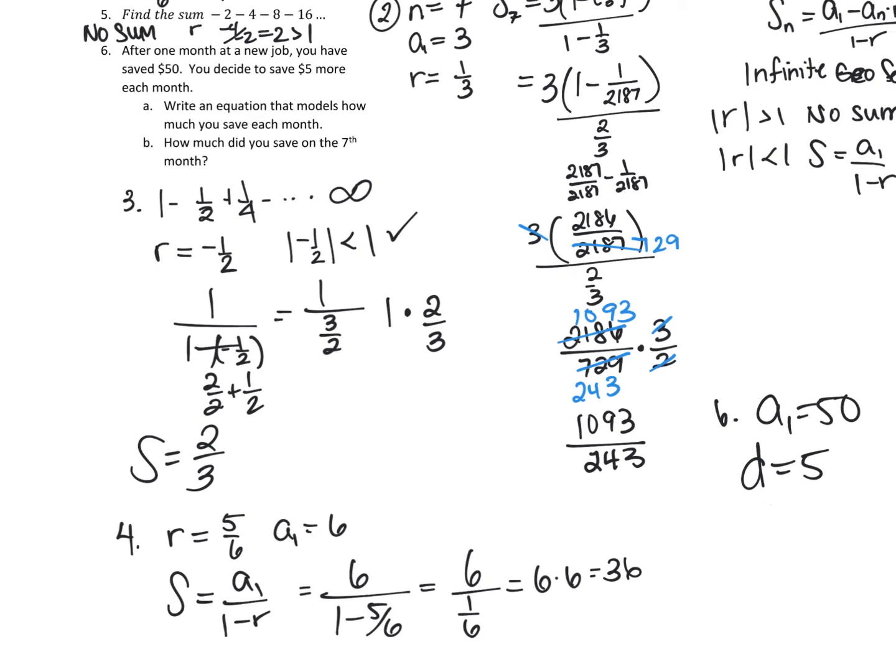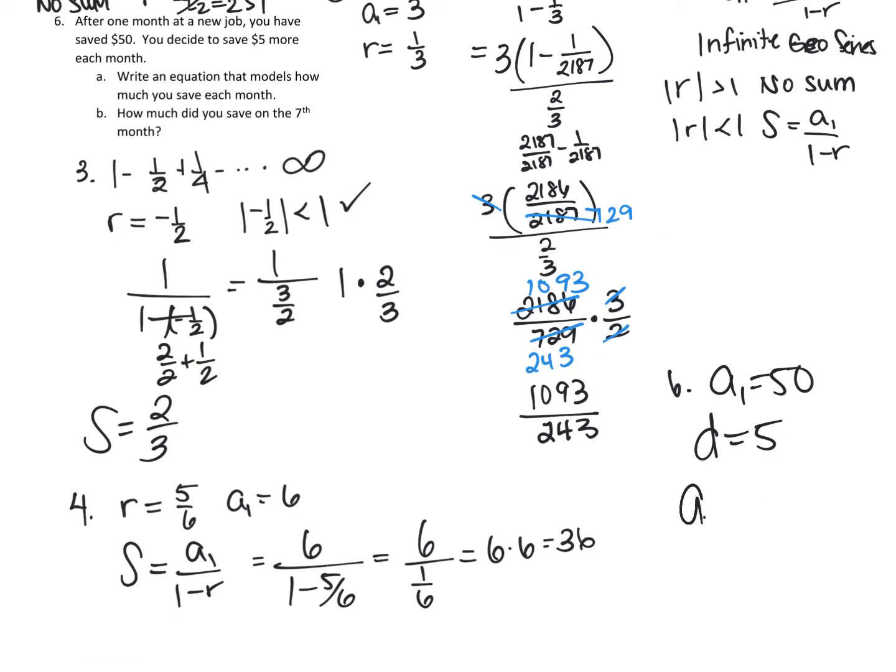Write an equation that models how much you save each month. So an is equal to a1, 50, plus n minus 1 times 5. That's 50 plus 5n minus 5. So 5n plus 45 is the equation for how much you save each month.